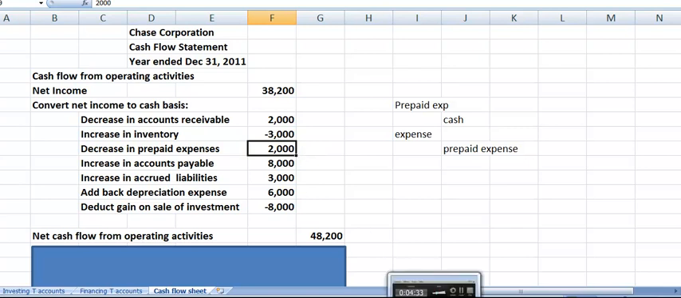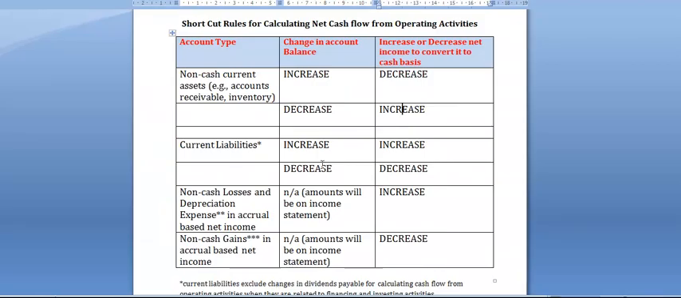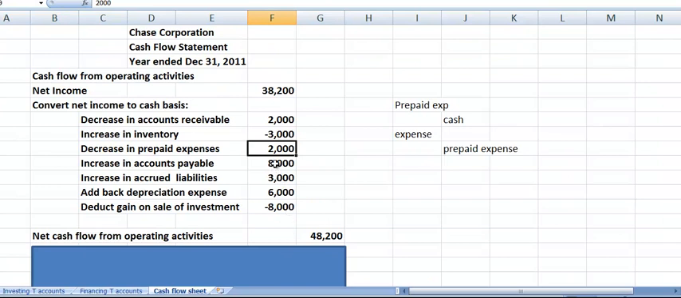All right. Now, we also notice that in the liability side, we've got an account payable which increased. And again, if you look at the shortcut rules, we notice that when we increase the current liability, we need to increase our net income to restate it on the cash basis. So therefore, we're going to increase our accounts payable. We had accrued liabilities, same thing, they increased.